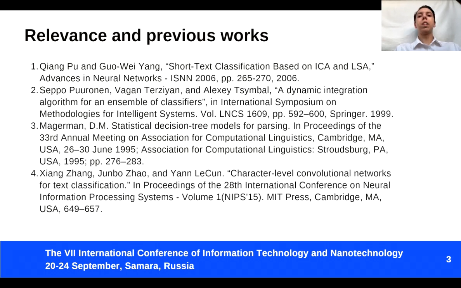So there are several classical approaches related to short text classification. We will review 4 unique methods that have been used for this topic since the early 2000s. The first one is latent semantic analysis, or LSA. The core idea of this approach is using vector space models for transformation of words into vector representations in some vector space.